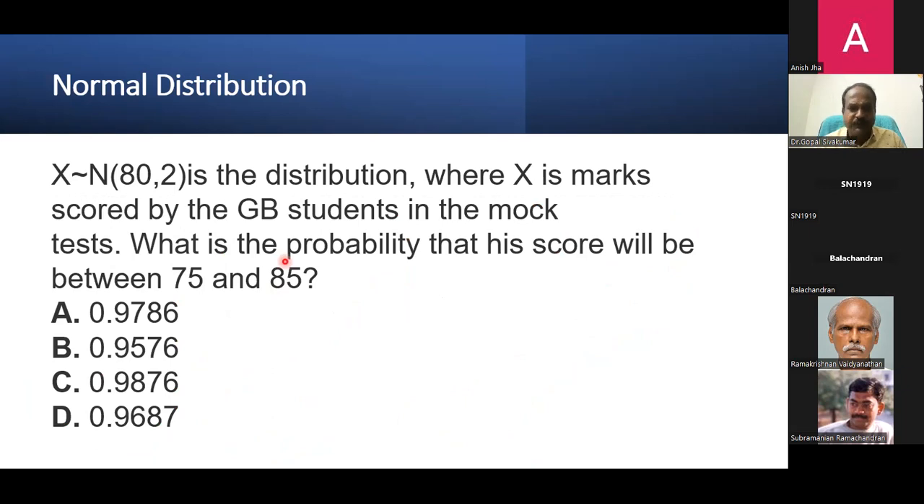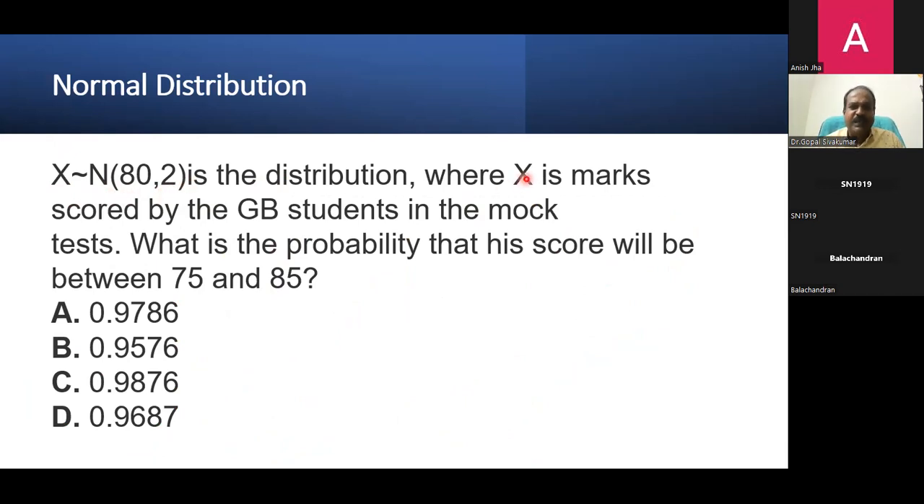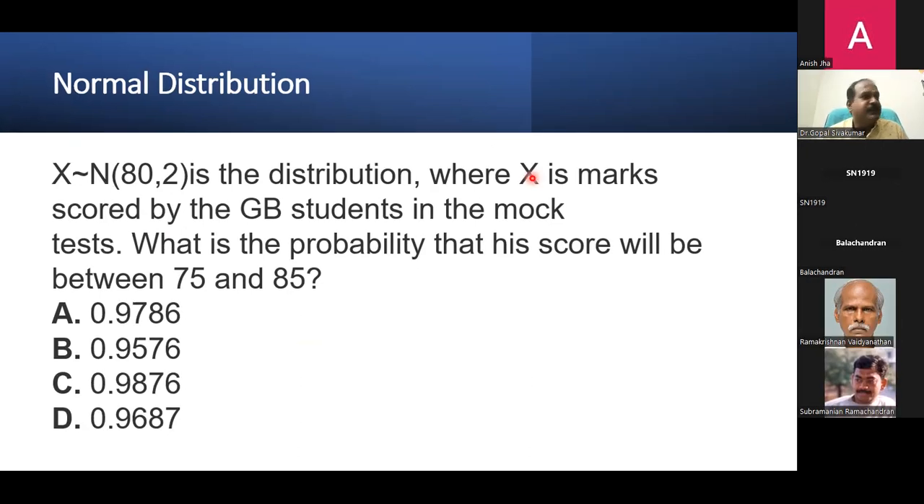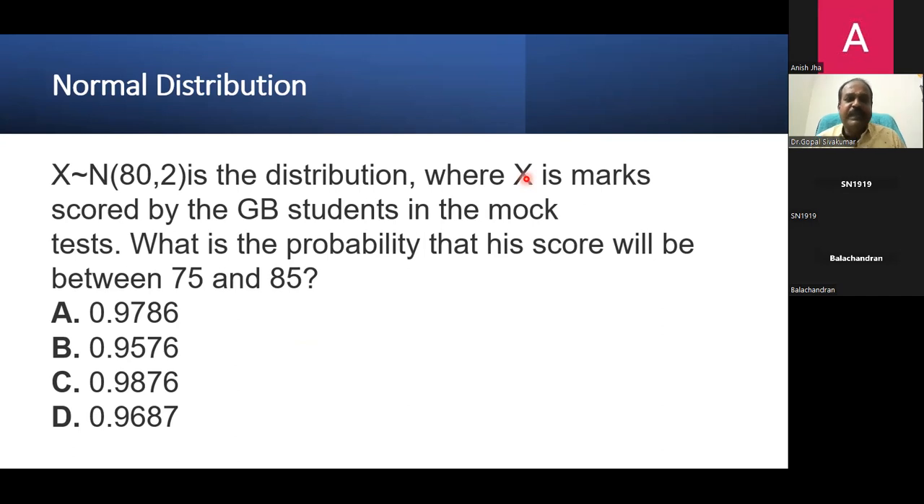All right. Shall we move on? Yes, sir. Now, next question. Now you will be able to understand this, right? A random variable is normally distributed with the mean 80 and standard deviation 2, where X is marks scored by the students in the mock test. What is the probability that his score will be between 75 and 85? All of you understand the question now?